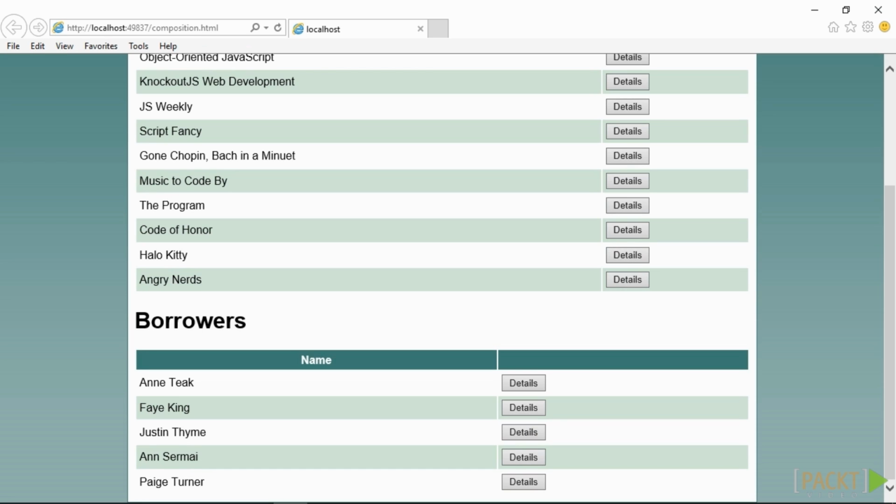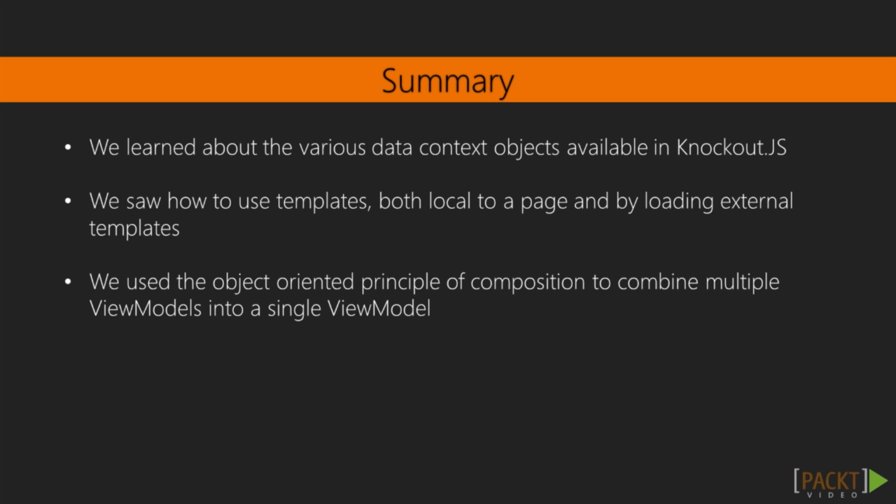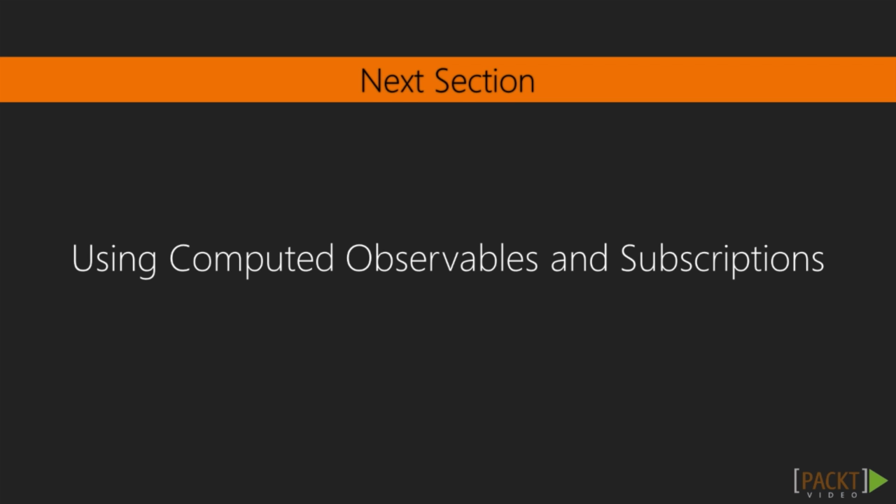Congratulations! You have just completed a section on what is likely the most difficult of topics to understand in Knockout.JS. In order of importance, I personally rank context as the most important concept to understand when developing with Knockout. In this section, we examined most of the data context objects you'll ever use, and we learned about templates and how to best take advantage of them. We also looked at ways to use multiple view models when constructing our views. In the next section, we'll look at computed observables, one of my favorite features in Knockout.JS.